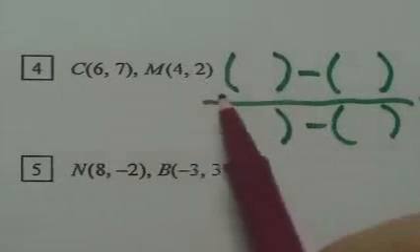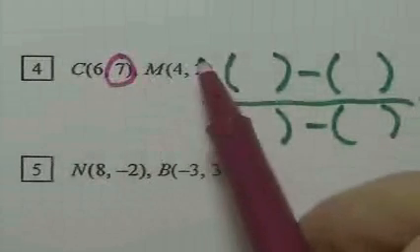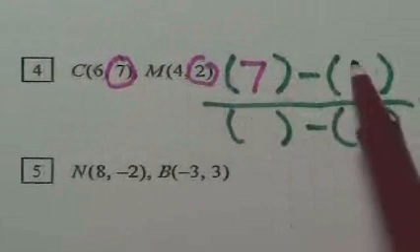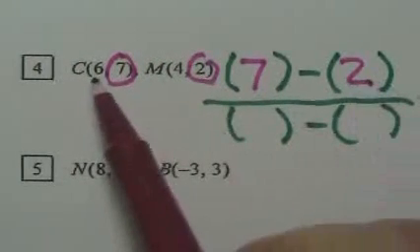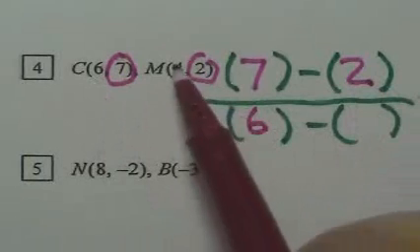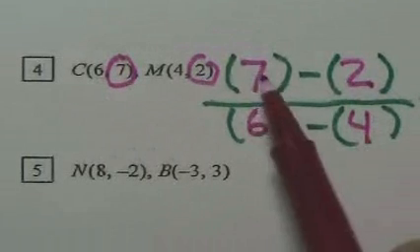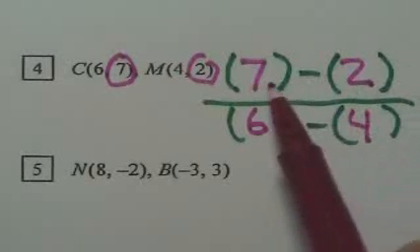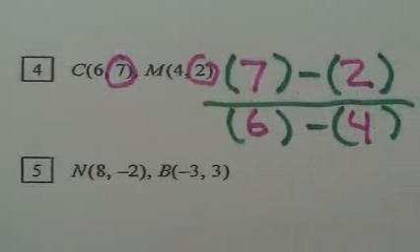So number 4, find the slope. So my y's, I'm going to put in there first. They go on top, 7 and 2. And my x's go on the bottom, 6 and 4. And again, notice how I made my, you could say toilet seats or the skeleton here. This minus that, this minus that.